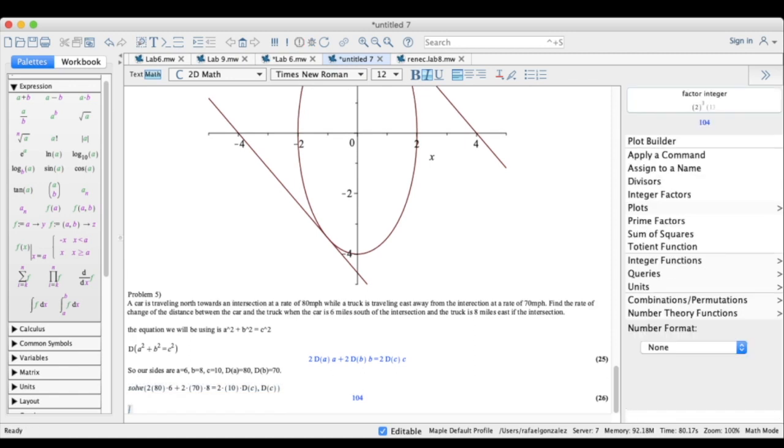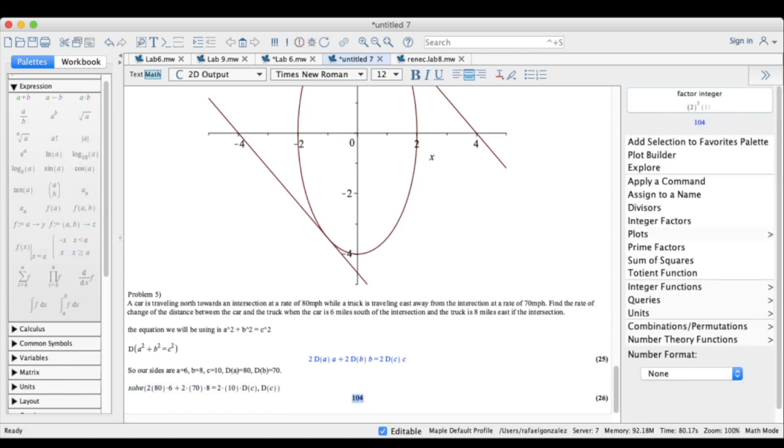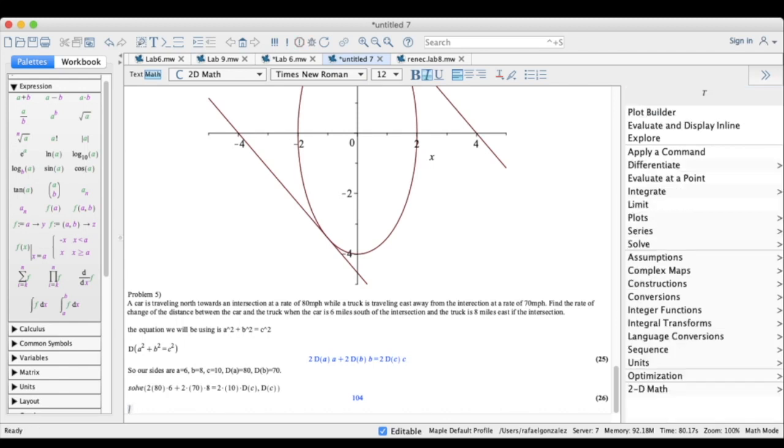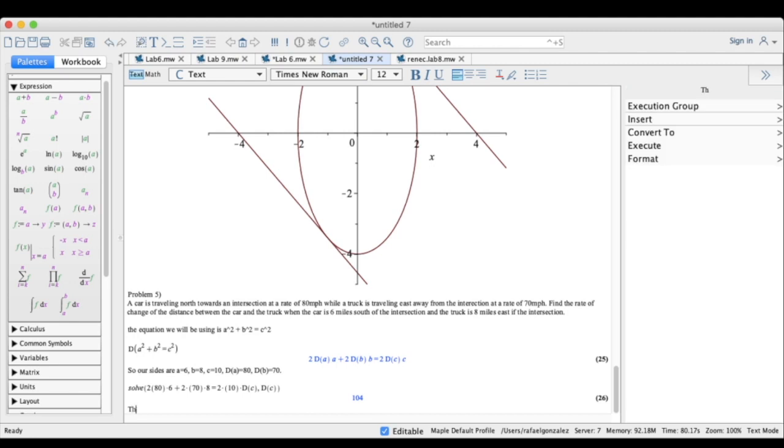And we have that the rate of change of the distance between the car and the truck is 104 miles per hour. So the rate of change of the distance between the car and the truck is 104 miles per hour. And that is all that you have to do for this lab.